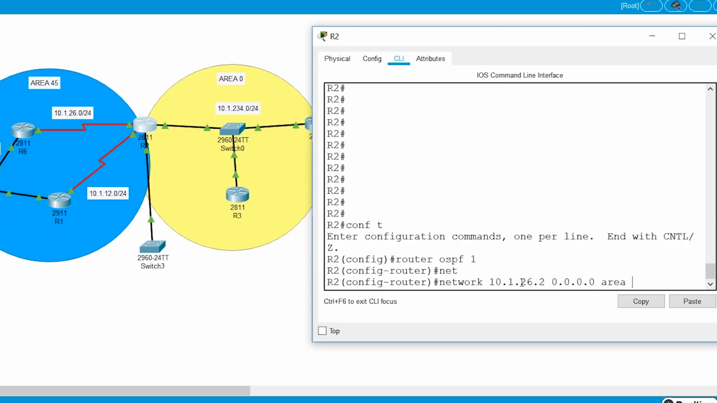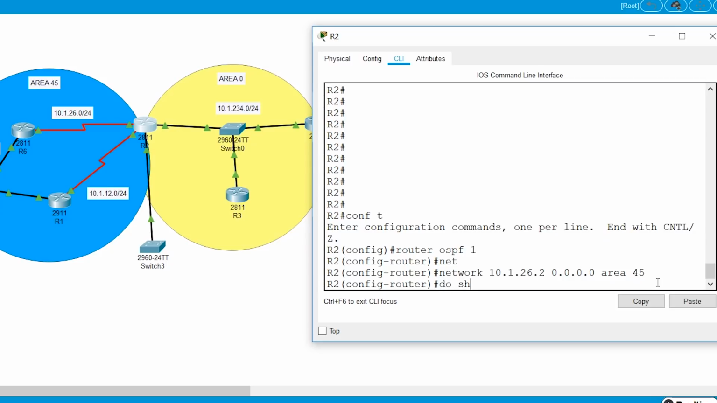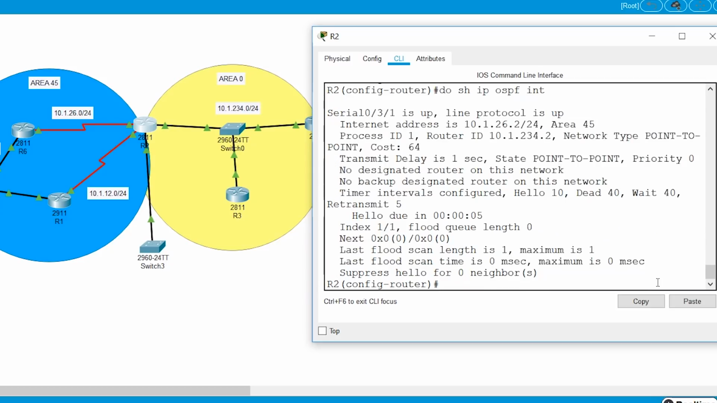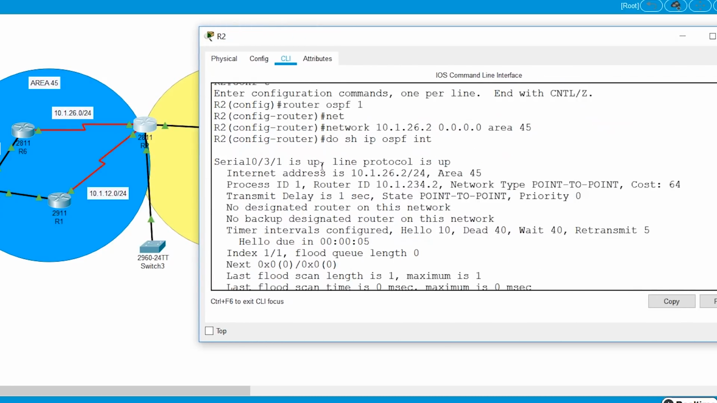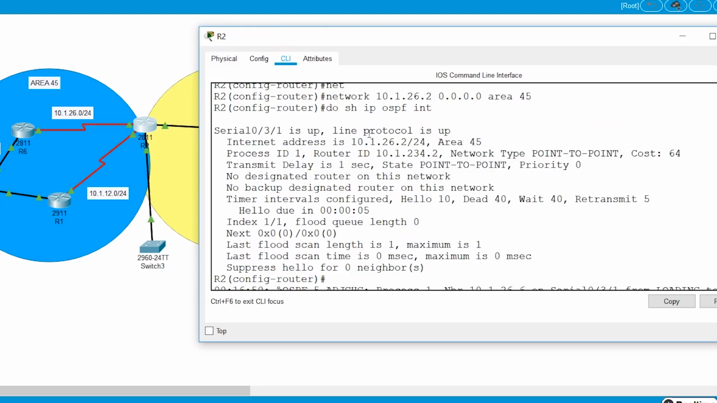10.1.26.2 0.0.0.0 area 45. You're saying very specifically that any interface that has an IP address 10.1.26.2 0.0.0.0 area 45 should go into area 45. Hit enter. We can check that with do show ip ospf interface, and we see that serial 0/3/1, that is this interface, has gone into OSPF, which is what we were expecting, and that's in area 45. That's brilliant.